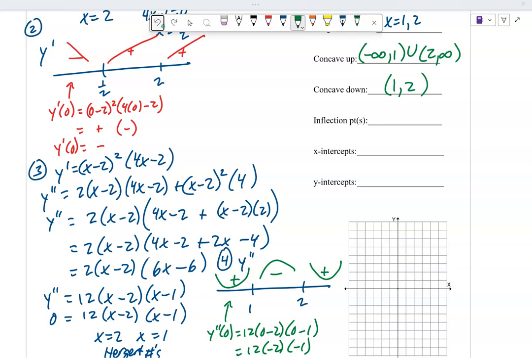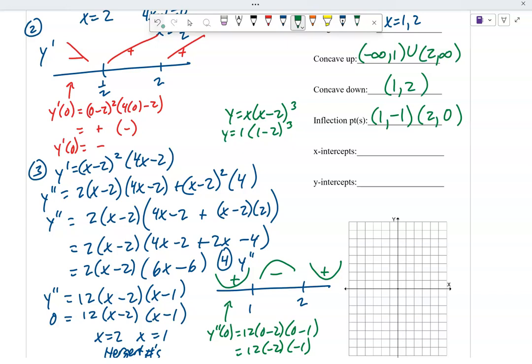So a point of inflection at 1, comma, whatever. I'm going to throw that into my original function. And another inflection point at 2, comma, whatever. Again, I'm going to throw those into the original function, x times (x minus 2) cubed. So let's throw the 1 in. 1 times (1 minus 2) cubed. I got 1 times negative 1 cubed. So I got negative 1. I throw 2 in. It looks like it's going to spit out 0.